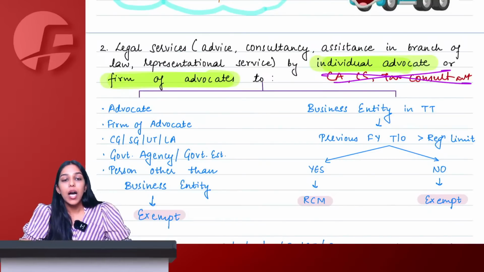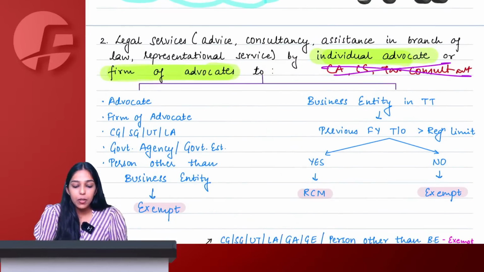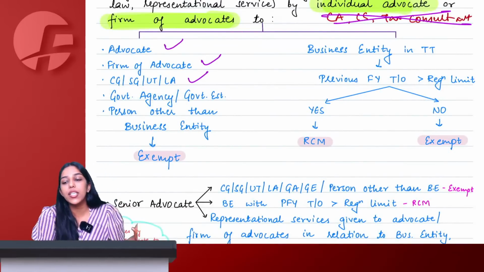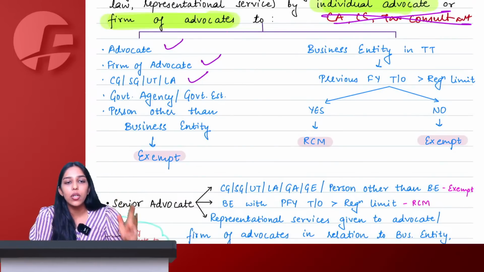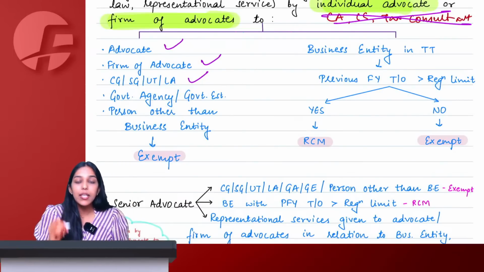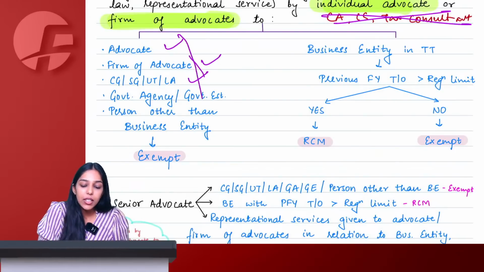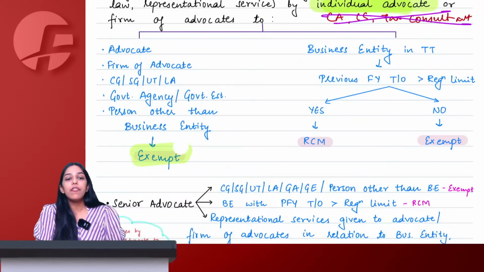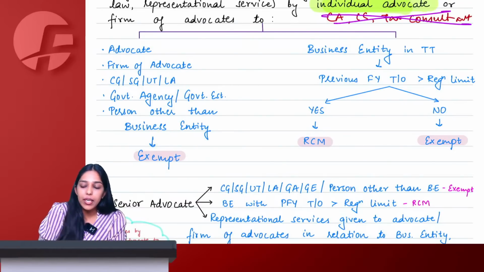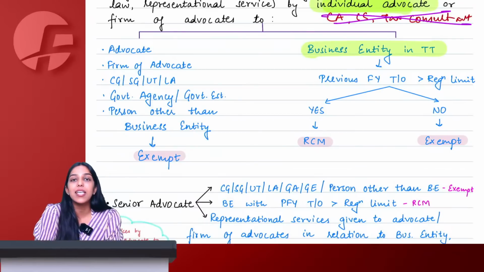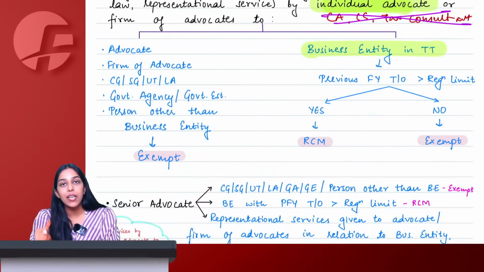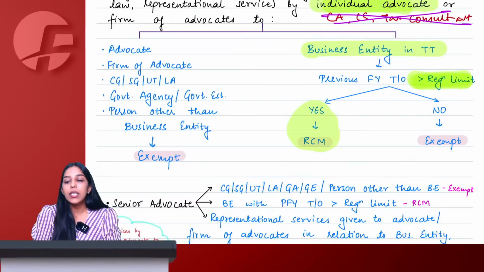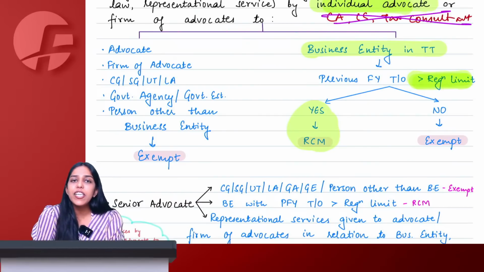Okay, ma'am. Now, if these services are provided to another advocate, firm of advocates, CG, SG, UT, LA, GA, GE, that is, central government, state government, union territory, local authority, government agency, government establishment, or a person other than a business entity, it is all exempt under GST. But if these same legal services by an advocate are provided to another business entity whose previous year turnover is greater than the registration limit, then RCM will apply. Otherwise, exemption will apply. A very simple question.